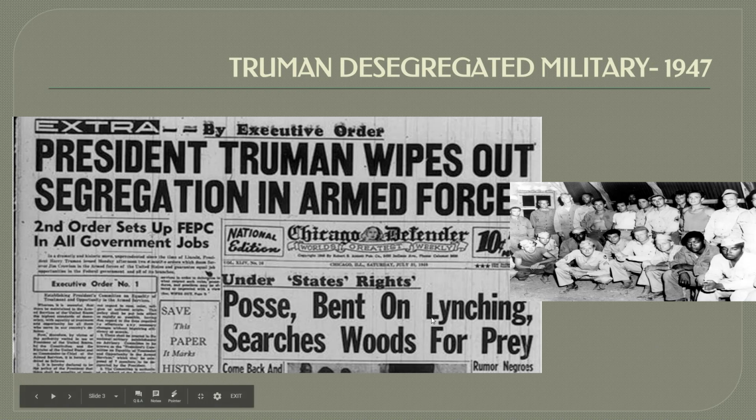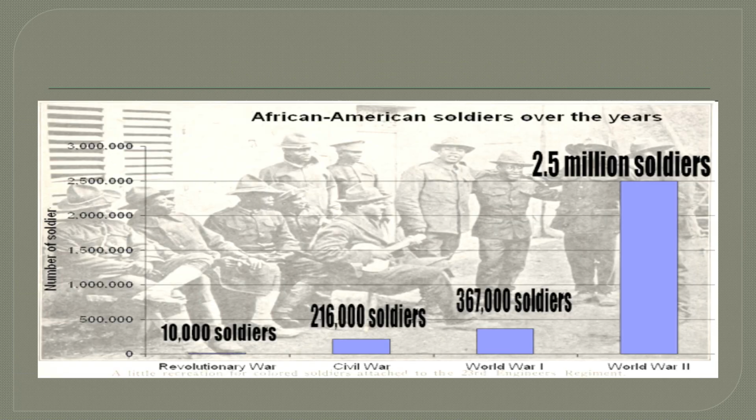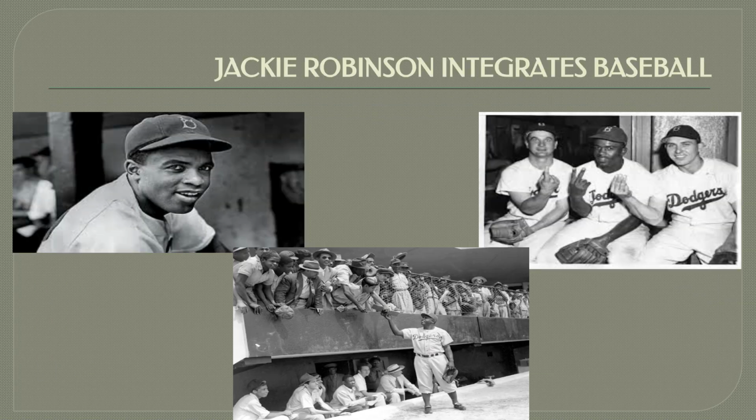I mean, you notice in this newspaper article, same time where he's desegregating the military, we have a posse bent on lynching under states' rights. So this is going to be a theme. When you hear the term states' rights, that usually means we want to maintain segregation in our racist policies. That's where it comes from. This comes after World War II. 2.5 million Black soldiers fight in World War II, so it's about time.